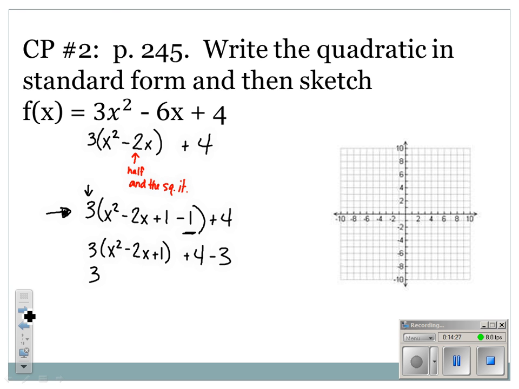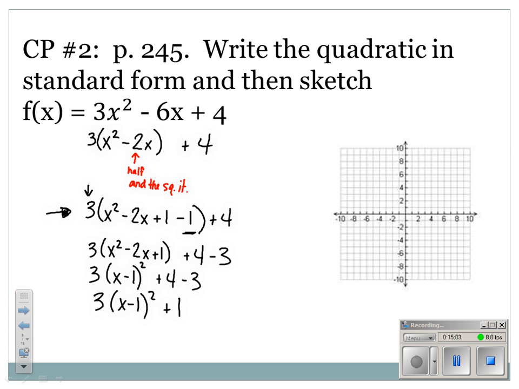Now I'm going to rewrite the x squared minus 2x plus 1 as x minus 1 squared. Okay, that quadratic in there, x squared minus 2x plus 1, would factor into x minus 1 times x minus 1. So I've just rewritten the factored form as an x minus 1 squared. Now we're almost there. So 3 times x minus 1 squared, combine those two constants, and I have a plus 1.